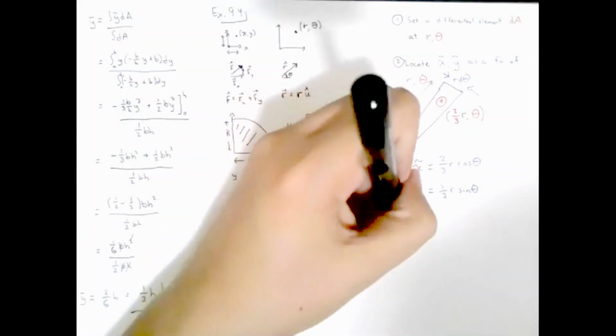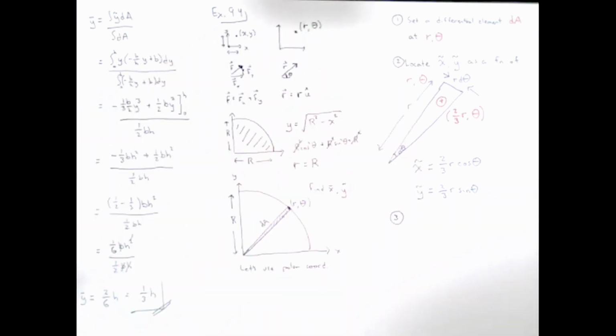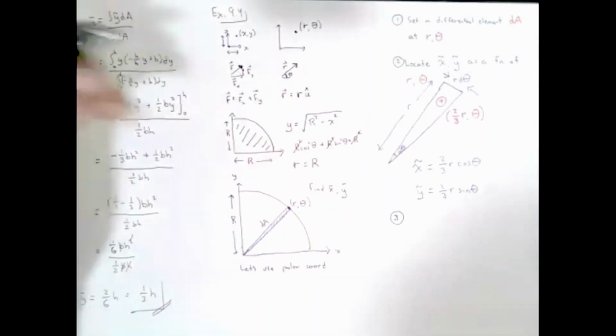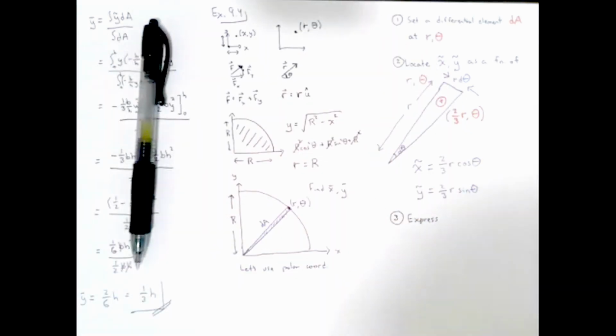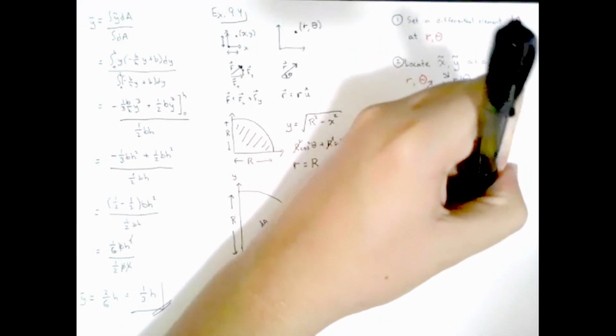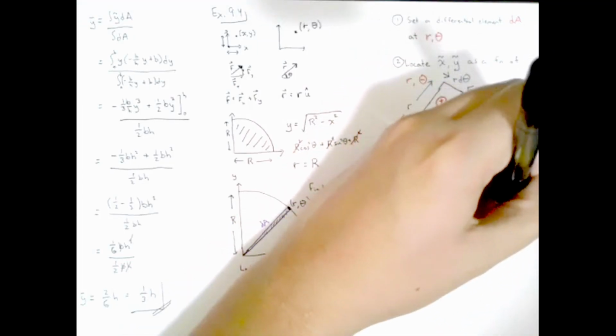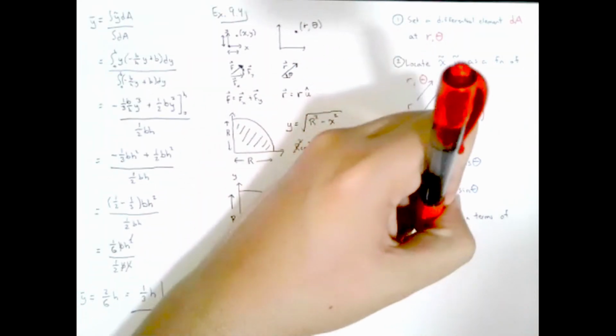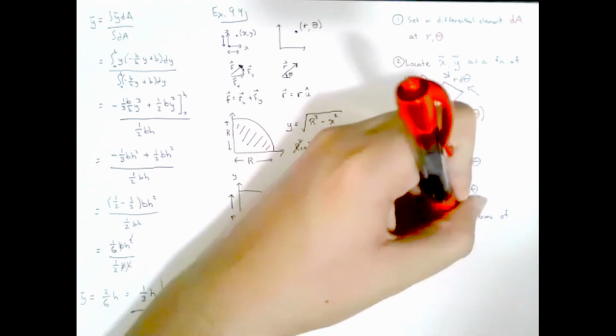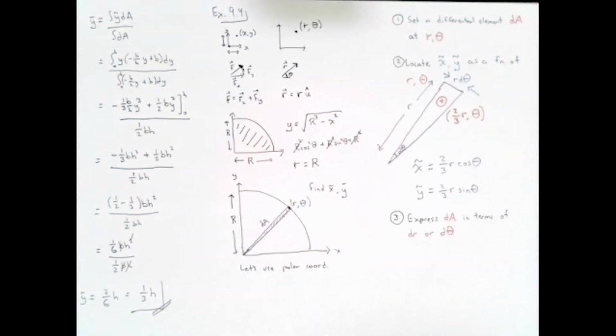Not too bad. As long as we understand the relationship between polar coordinates and Cartesian coordinates, this is actually a pretty easy step to take. Then we will express our area, dA, in terms of either dr or d theta, one of the two. Now, we mentioned that there's a reason why we chose dy over dx in the previous exercise, because we already had a differential element dy. So we chose dy as our integrand.